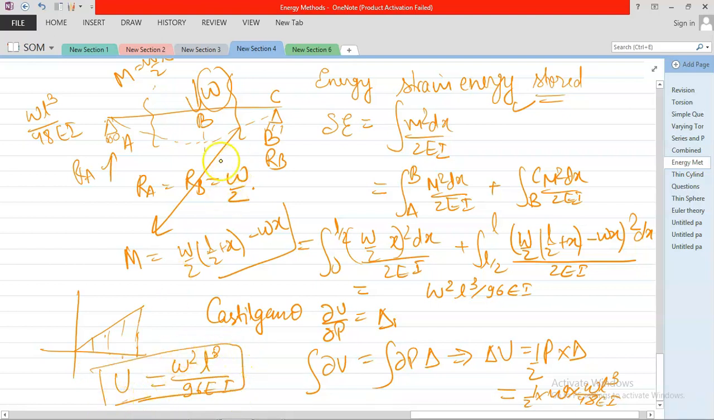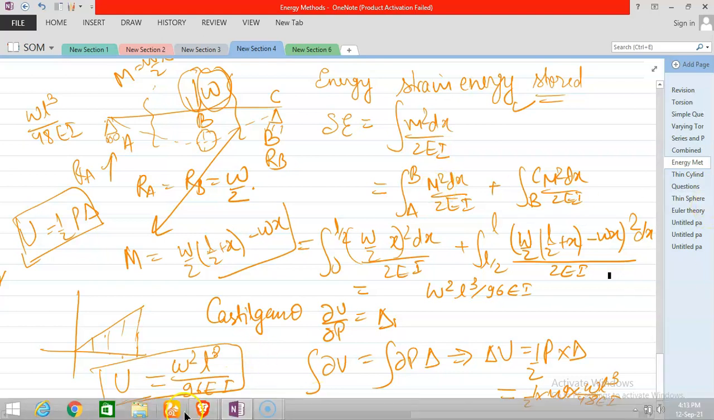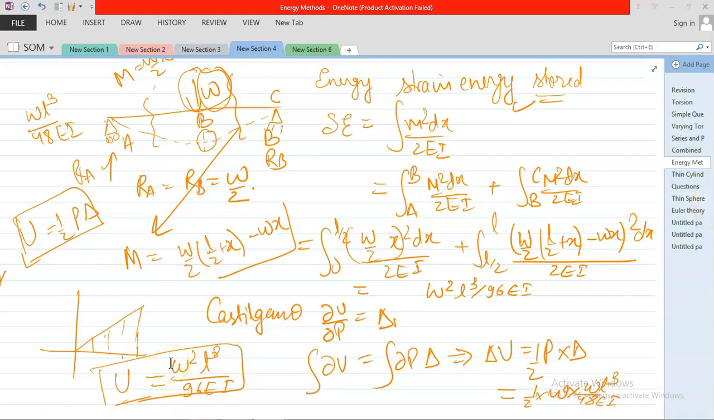That's why I gave this question, because you can directly find the location of W, and at that location what is the deflection. So you can directly go with half P into delta. Okay, this is the strain energy stored in the body. So I hope this is over for today, and in the next class we are going to discuss the remaining topics. Okay, anyone who has any doubt can ask me.